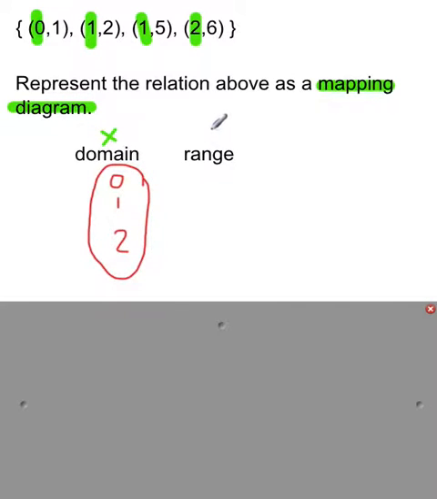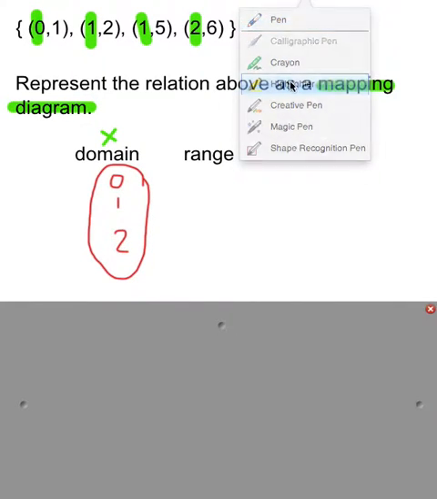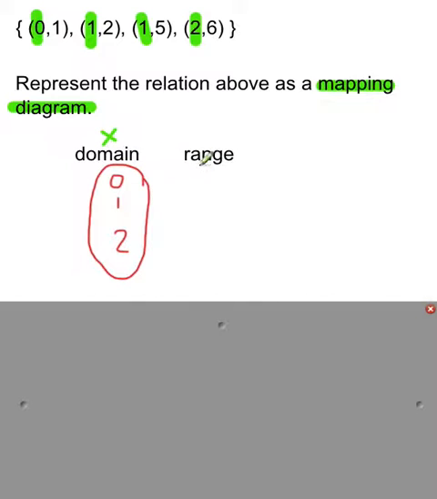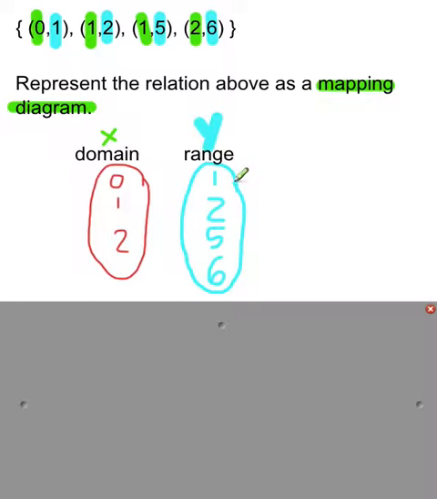Over here, I have my range. And I'm going to go through my relation, and I'm going to highlight my y's, my range. So all of my y's I'm going to make blue. And then I'm going to go down below and I'm going to write those. So starting with 1, 2, 5, and 6. And I'm going to put a circle around those. That's my range group. Okay, so I've started mapping out my information.